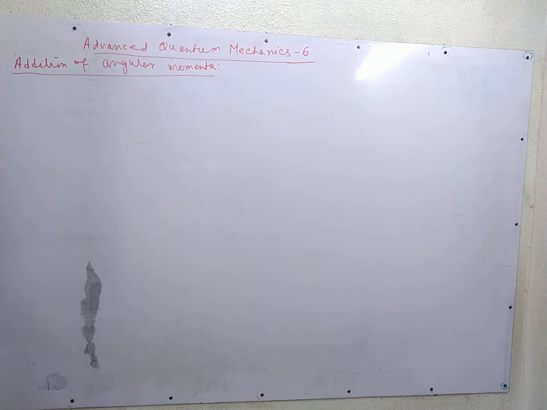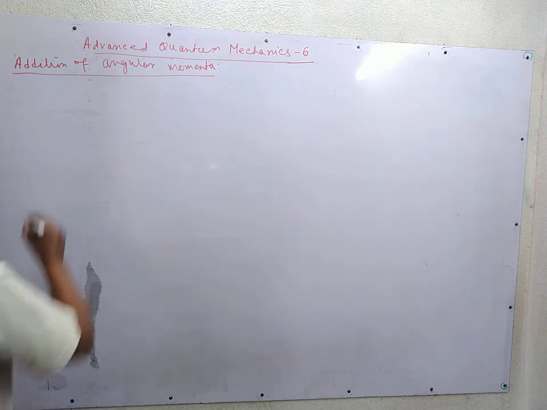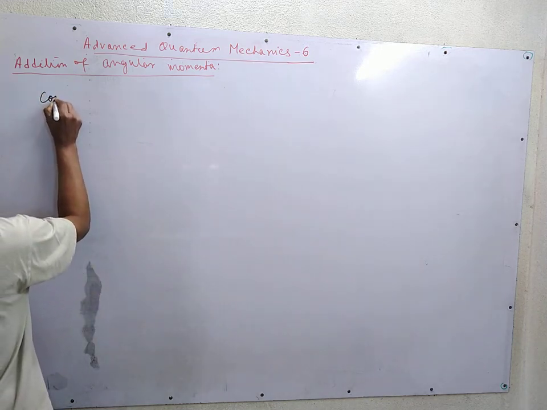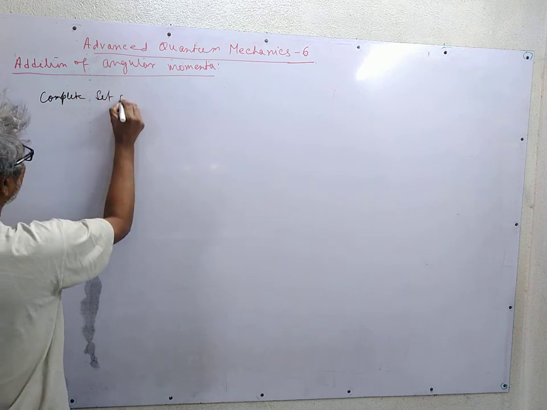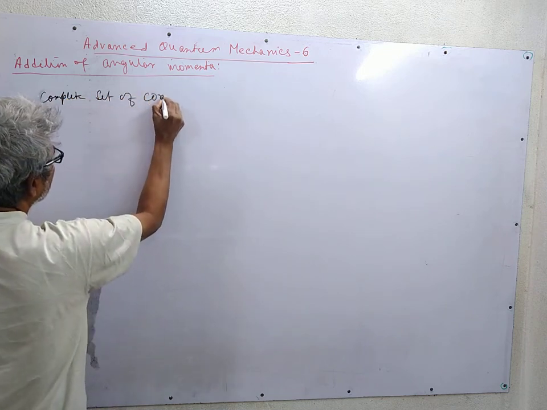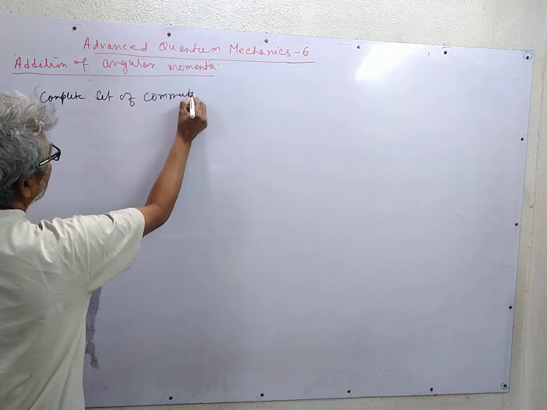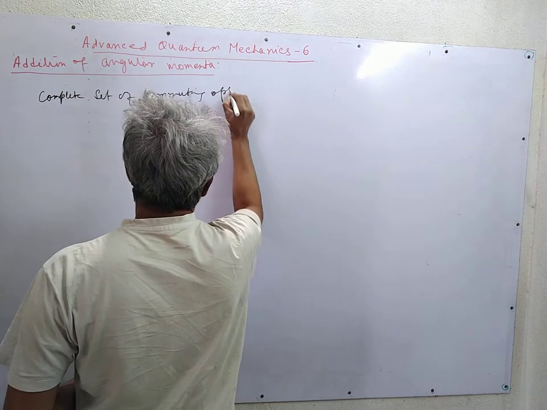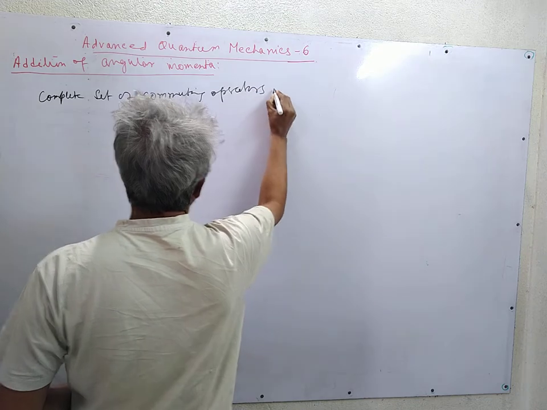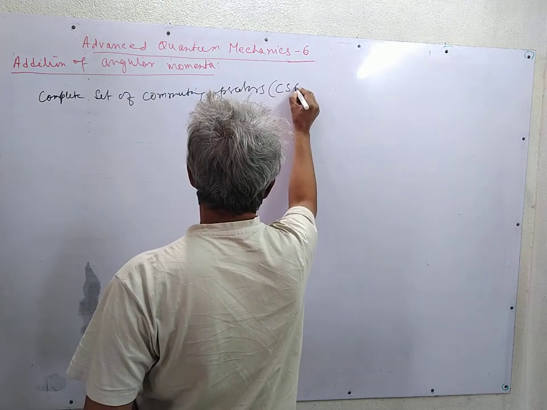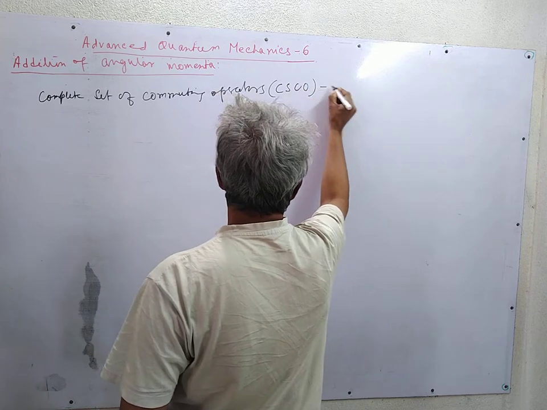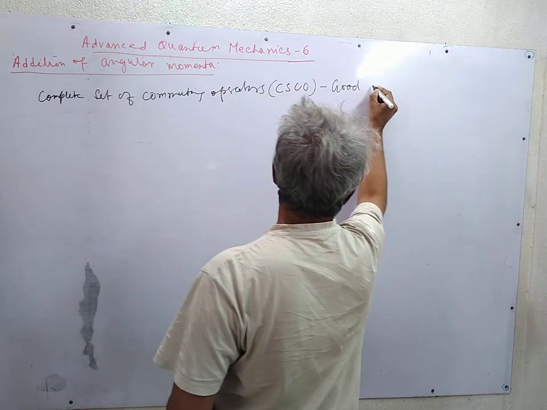Before going into the detail, we want to discuss one more point, that is the complete set of commuting operators, that is CSCO, which leads to the concept of good quantum number.